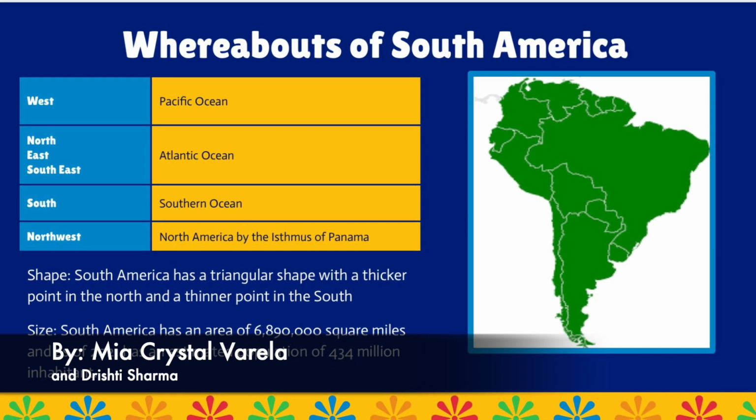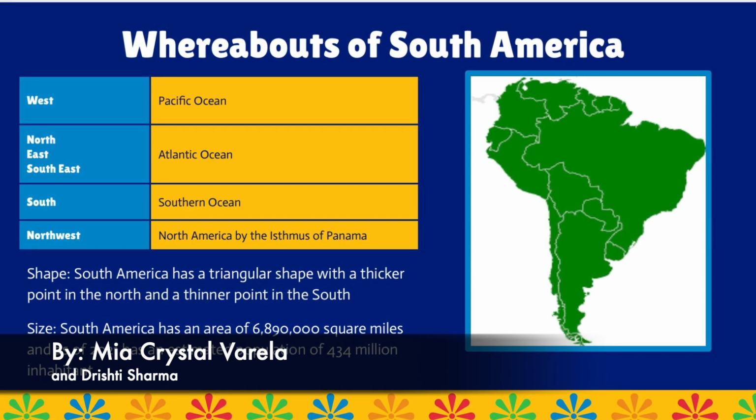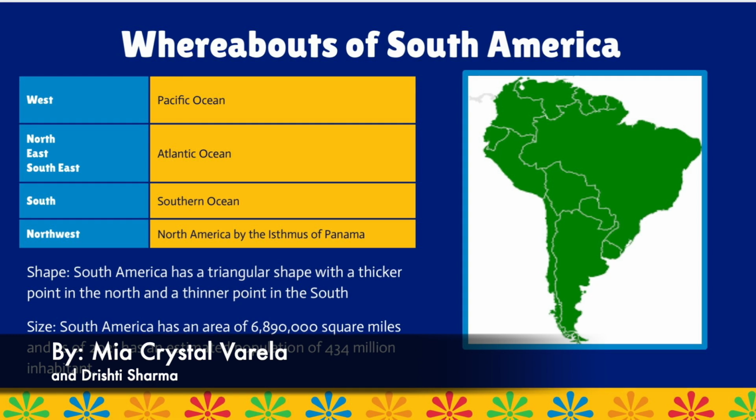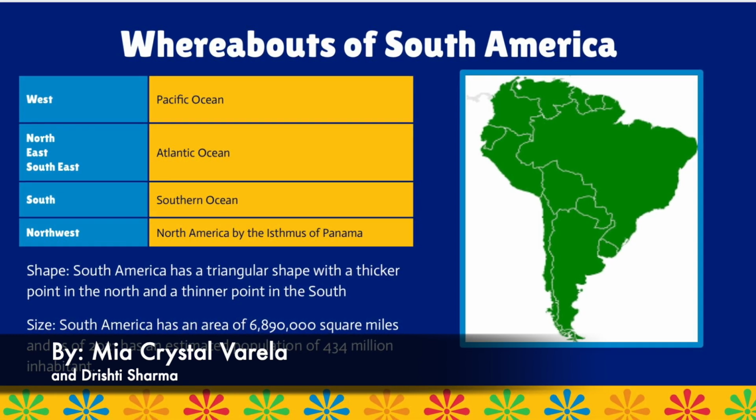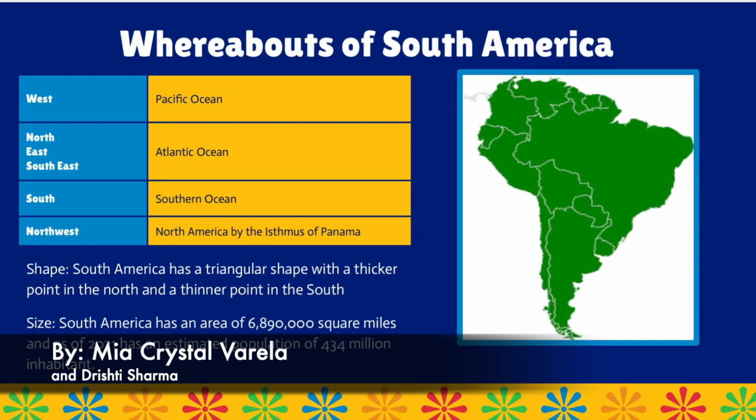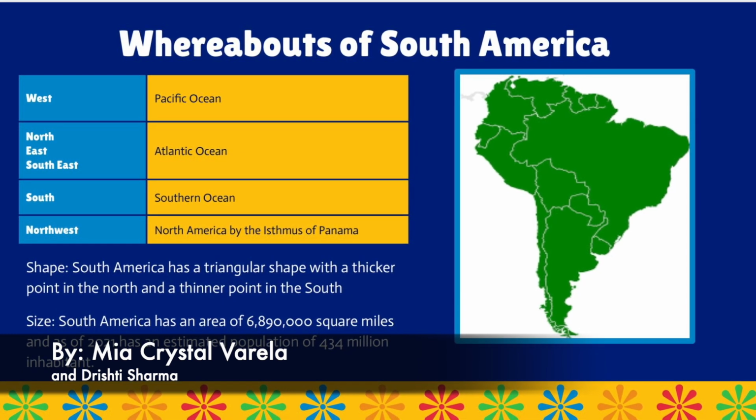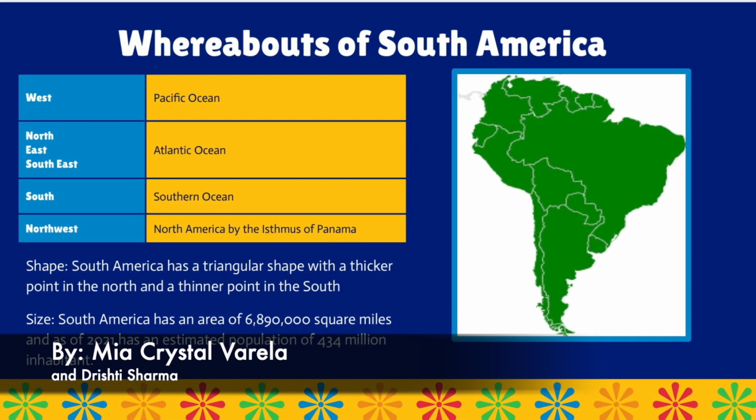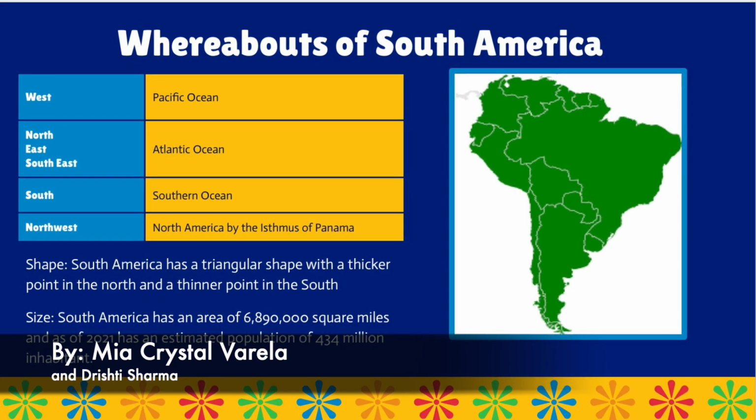Through the image provided, you can see that the shape is triangular. Towards the top, you can see how it is thicker and how it narrows out as you go to the west. South America has a population of about 43 million and has a square mileage of about 6,890,000.